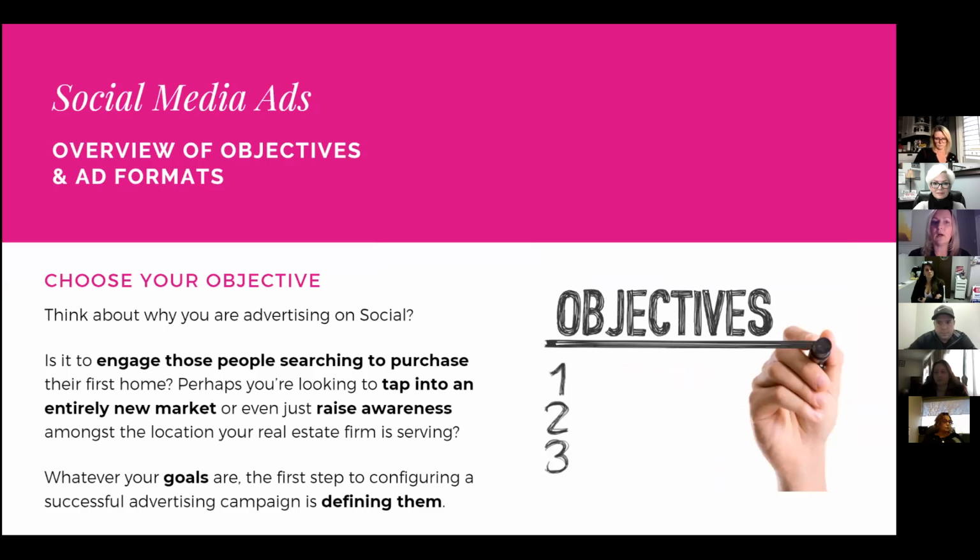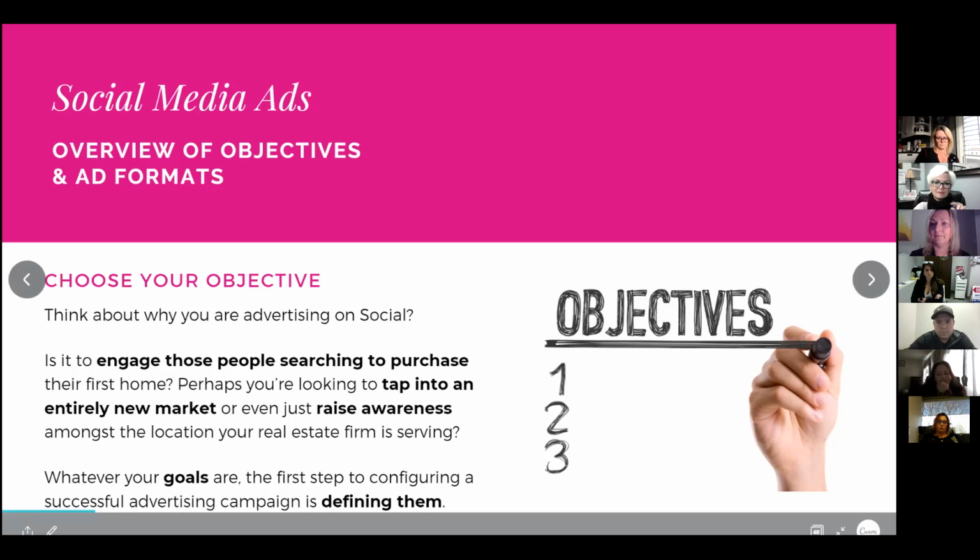So the very first thing you'll want to do before you even start advertising on social media is to really choose your objectives. So why do you want to advertise on social media? Is it to target a particular audience like first-time buyers? Could it be to target an entirely new market that you're now overseeing? Or you've moved to a new location and you want to let that community know that you're serving their real estate needs. So whatever those goals are, you'll want to establish and define them first before starting a social paid ad campaign.